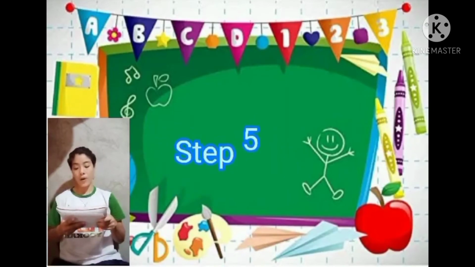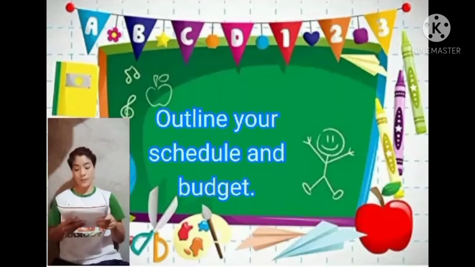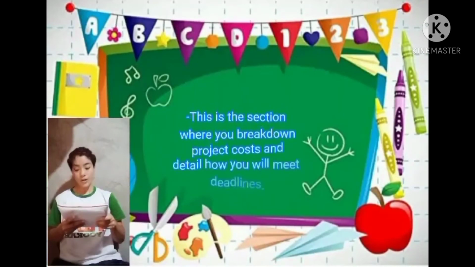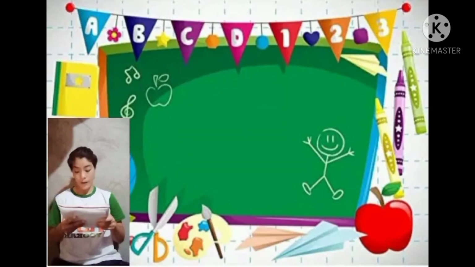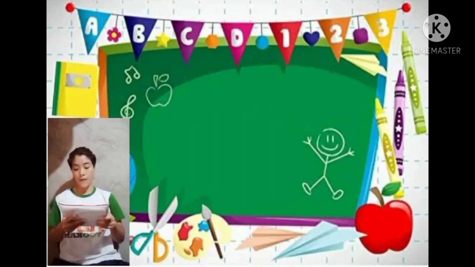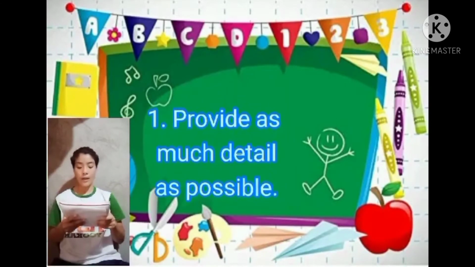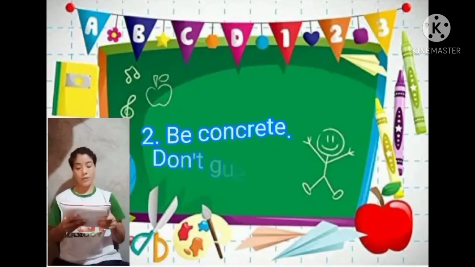Step 5. Outline your schedule and budget. This is the section where you break down the project cost and detail how you will meet deadlines. Tips for defining a schedule and budget. Provide as much detail as possible. Be concrete, don't guess.